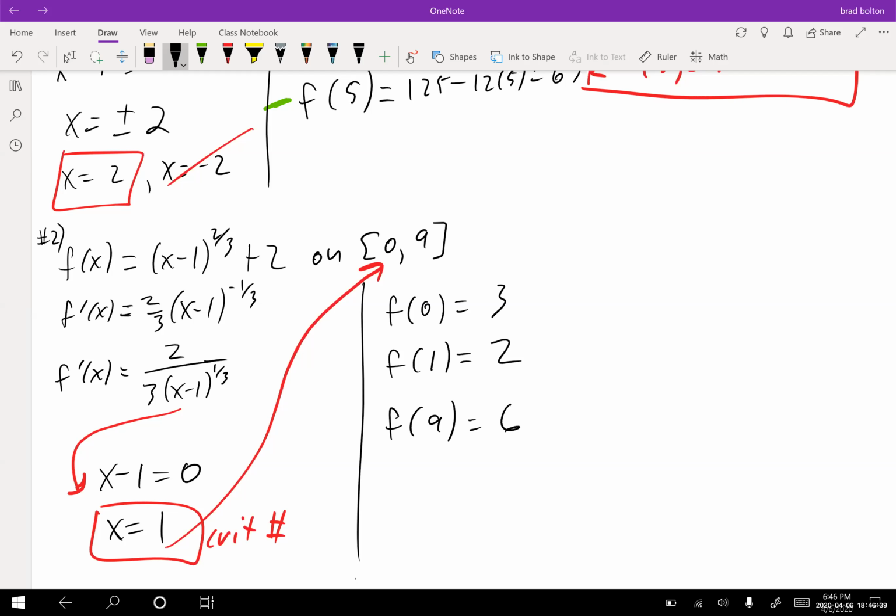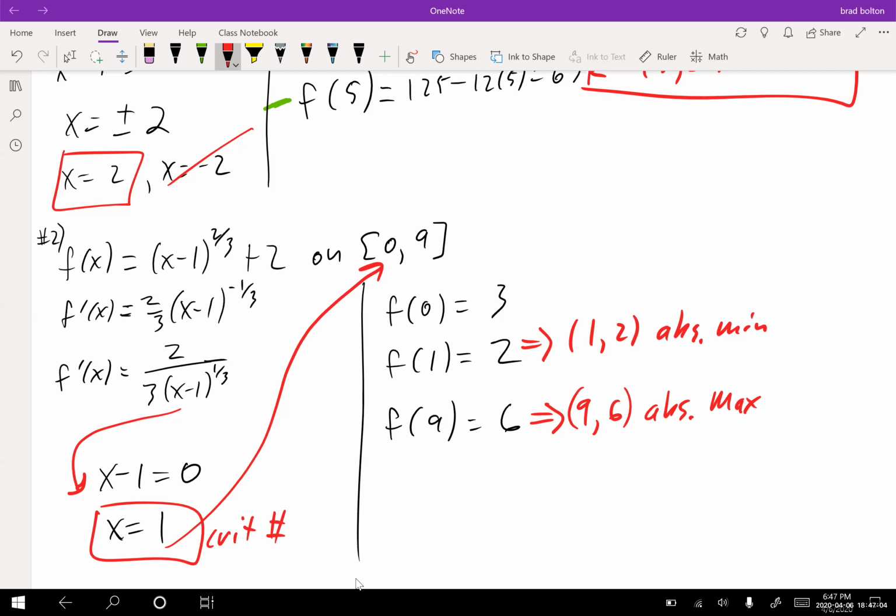Okay, so now once again, all I do is I look and I say, well, right here, this is my largest value, so I know that 9, 6 is my absolute highest point. This is my absolute max. Then over here, oops, wrong one. Oh no, that's the right one. This is my lowest point, so 1, 2 is my absolute minimum value.